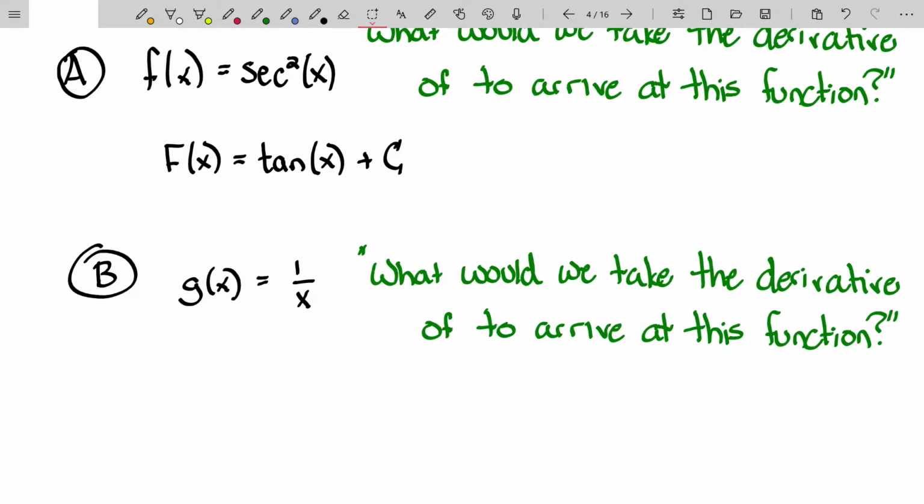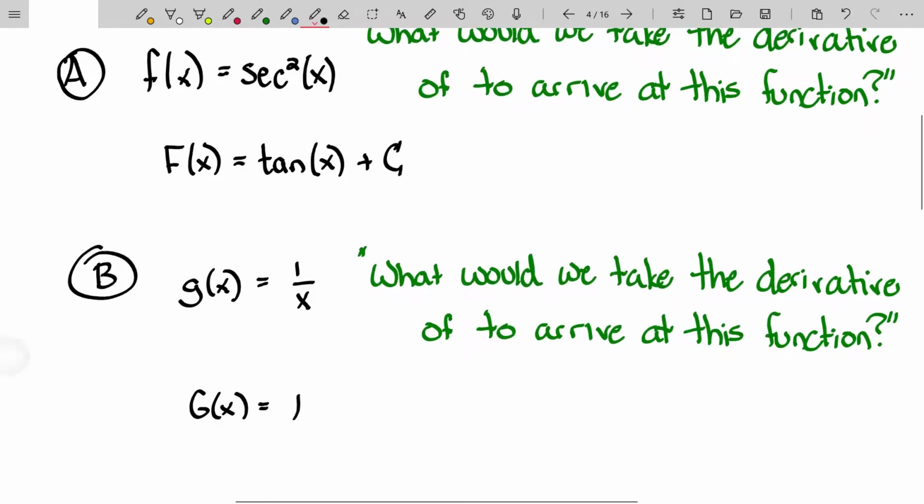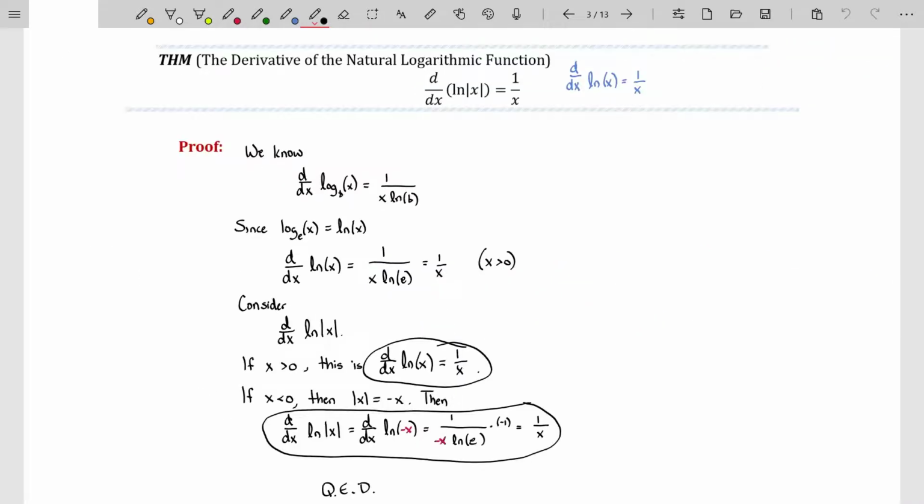I'll paste that in, and I will go ahead and start to say capital G of x is equal to, and most students would say the natural log of x, and then plus c, but you're actually wrong when you say that. Here's the page from the lecture that I did on that topic, the derivative of the natural logarithmic function.